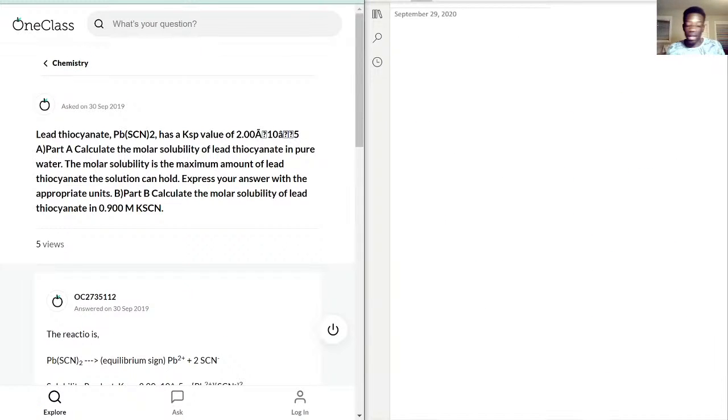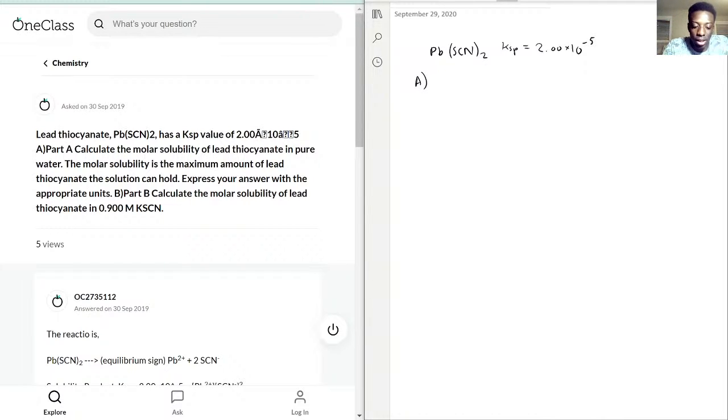So, as our next question, we have lead thiocyanate, Pb(SCN)2, which has a Ksp value. Okay, so I had to actually search this one up because there's a lot of weird values there, but it's actually 2.00 times 10 to the negative 5. That's what we have for lead thiocyanate. Part A is telling us to calculate molar solubility.